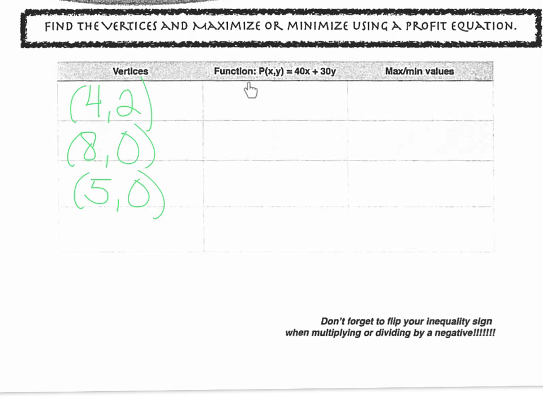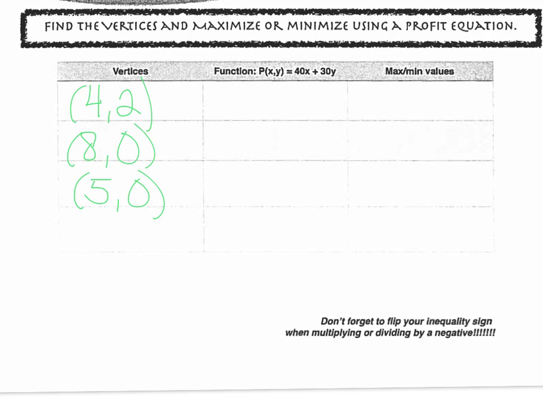And up here, we have this profit function, 40x plus 30y. Right now, this doesn't mean a whole lot to us. But generally, when we do these types of problems, you came up with these inequalities because of the context of some problem, some real-world problem. And a lot of times it has to do with money or a business. So this profit function, where you can put in both x and y, that's going to tell us which of these combinations we should use in order to get the maximum or minimum profit from what we're doing.